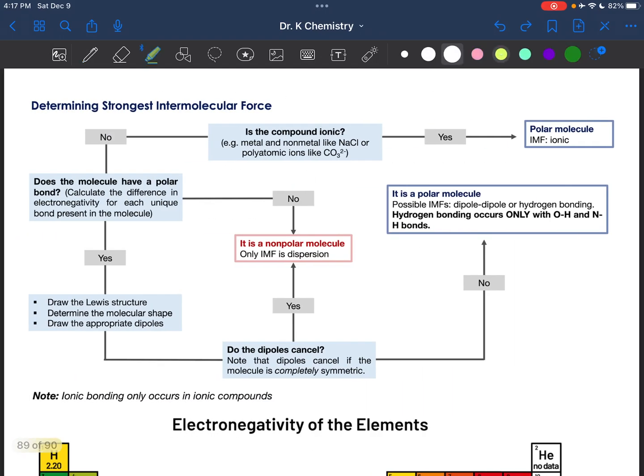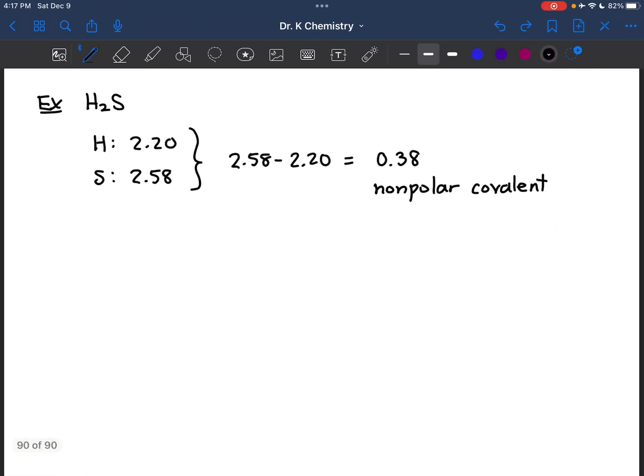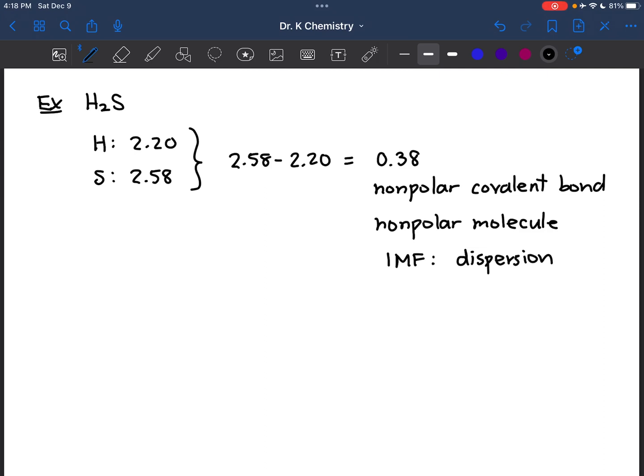We have a nonpolar covalent bond, which means that the answer to this question of does this molecule have a polar bond is no. And if it doesn't have a polar bond, immediately it is a nonpolar molecule, and the only intermolecular force it has is dispersion. So nonpolar covalent bond means this is a nonpolar molecule, and its intermolecular force is dispersion. And that's it. We do not have to think about this any further than that. Let's try another one.